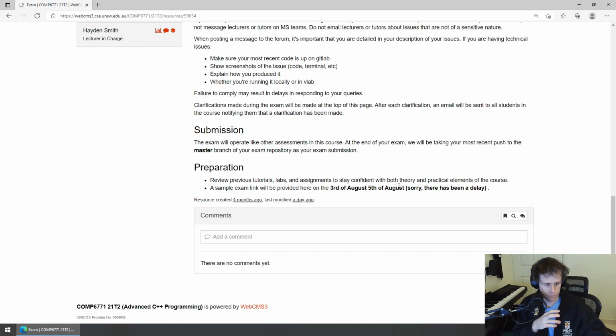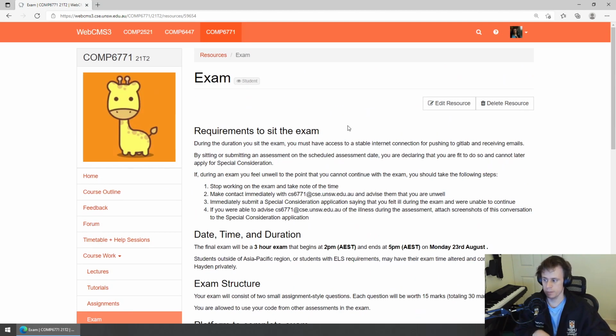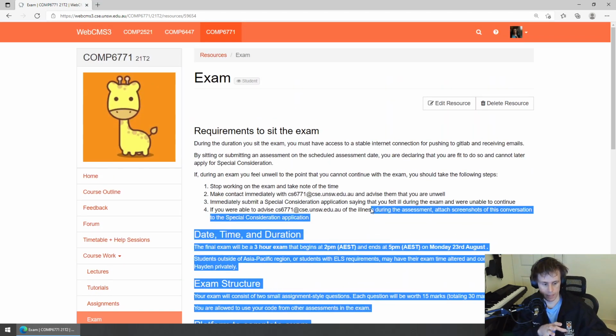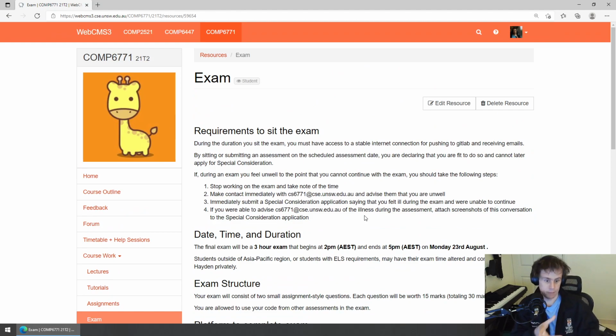So that's just that update. We'll talk about the exam tomorrow. We'll run through this page and everything like that, so you can ask your questions there about the exam. Exam, not plural, one C++ exam.